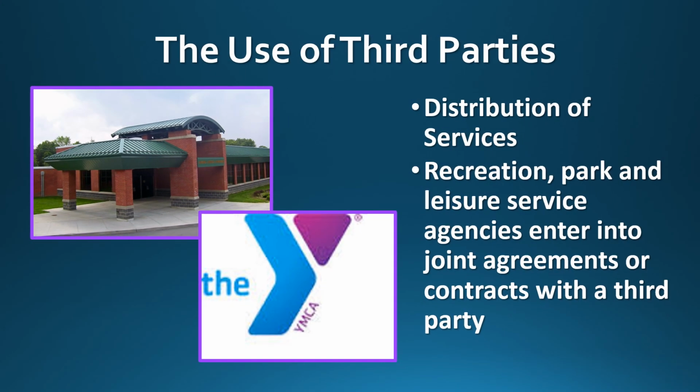One way we can get our product, place, or thing out into the world is by using third parties as a way of distributing our stuff, right? Whether it's services or products, sometimes we enter agreements. For example, a local park and recreation agency may enter an agreement with a YMCA or a Boys and Girls Club to provide a service at their location. The Parks and Rec agency will provide the staff and materials, and the nonprofit partnership will provide the space.